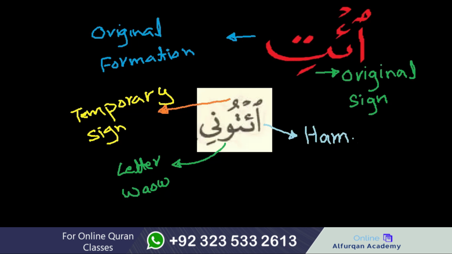This word is starting with Hamzatul Wasl. At the time of using Hamzatul Wasl, one of the rules is that we are going to check the third letter's sign. In this example, the third letter is letter ta, and the dhamma you can see on top of that is a temporary sign. The original sign is kasra, so we are going to take the decision according to the original sign. Originally the third letter has kasra, that's why we are going to give kasra to Hamzatul Wasl. So the starting sound becomes E.